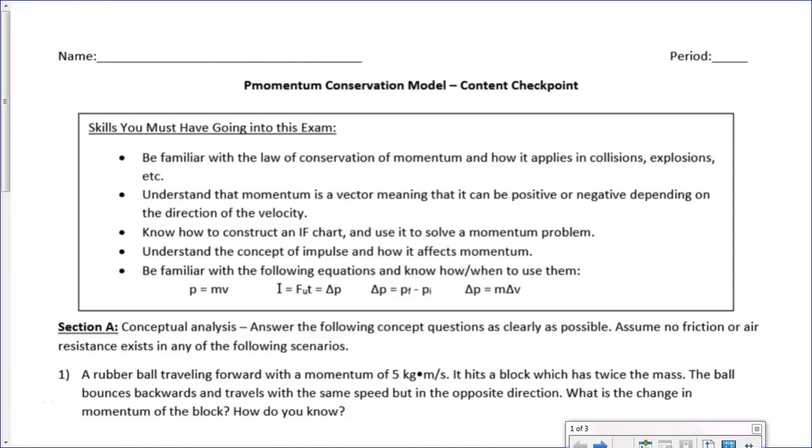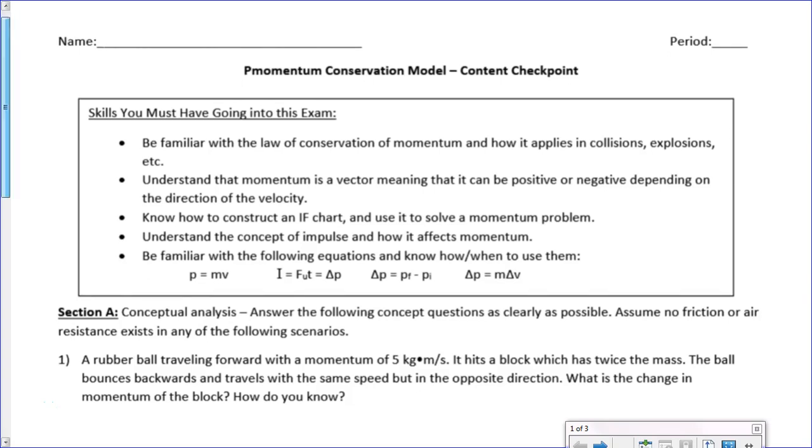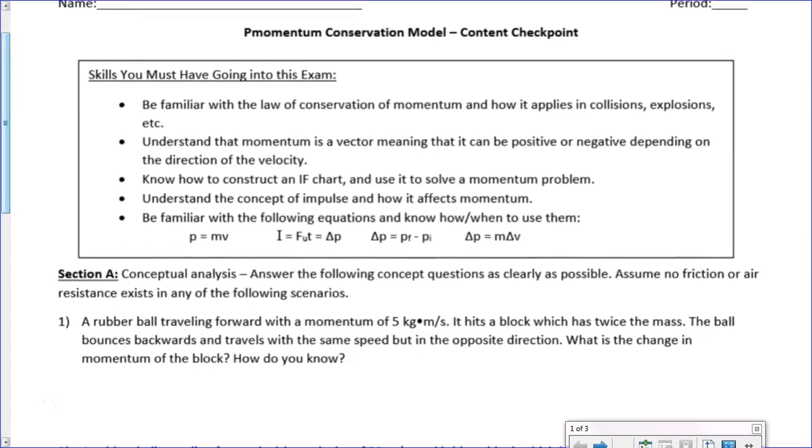In this video, I'll be discussing the content checkpoint for the momentum conservation model. So the first thing that you should do is look over this list of skills that you have to have going into this exam, because there are a few different concepts here you want to make sure that you're familiar with. Those equations on the bottom, of course, as well, pretty important. So just make sure as you go into it that you've looked over this list and that those things make sense to you and that they're skills that you think that you have.